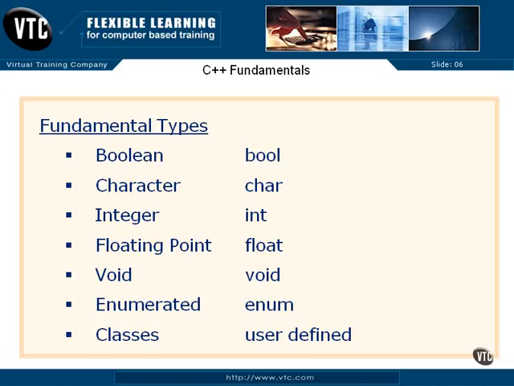We have booleans, characters, integers, floating point variables, voids, enums or enumerated variables, and then classes, which create new types that we define on our own. We kind of list those at the end because it's not really a fundamental type, but with enum and your own classes, you will be creating new types which will behave exactly the same as the bools, chars, ints, and all of the other fundamental types. So we at least want to mention that here.